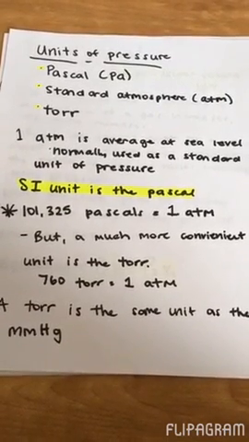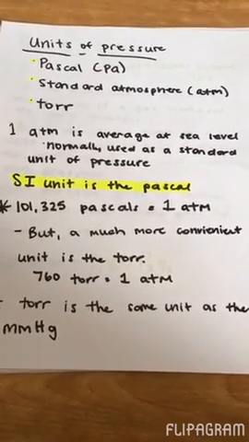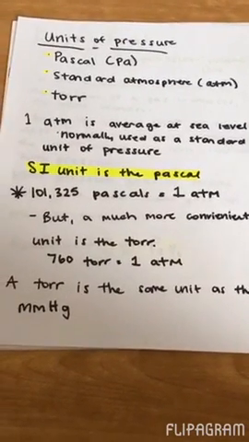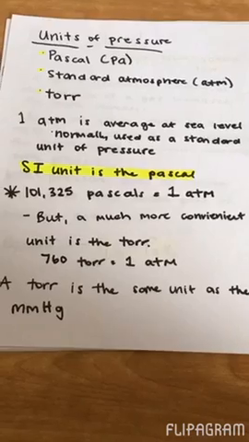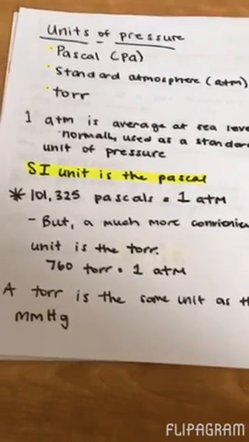101,325 pascals is equivalent to 1 atm, but a much more convenient unit is the torr. 760 torr is equal to 1 atm. A torr is the same unit as the mmHg.